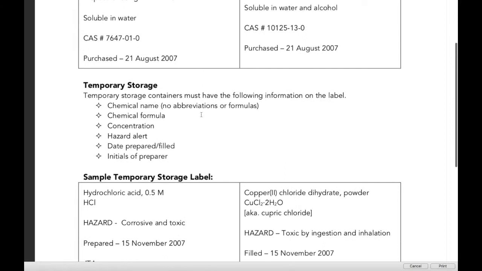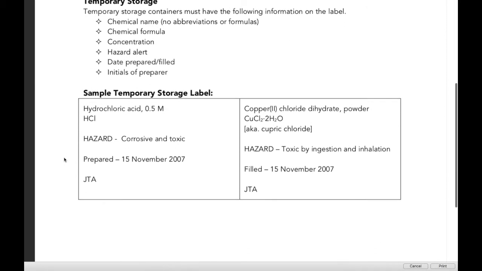Temporary storage: these are things like if you're making a solution that you're going to use for a lab. You're just going to use it for the lab and then you're going to dispose of it. That's temporary storage. Those labels are shorter and have less information. It's simply the name of the chemical, the concentration, the formula, what its hazards are, who prepared it, that would be me, Jeffrey Todd Anderson, when it was prepared, and so on. That is just useful information. And so you just do that for temporary storage.